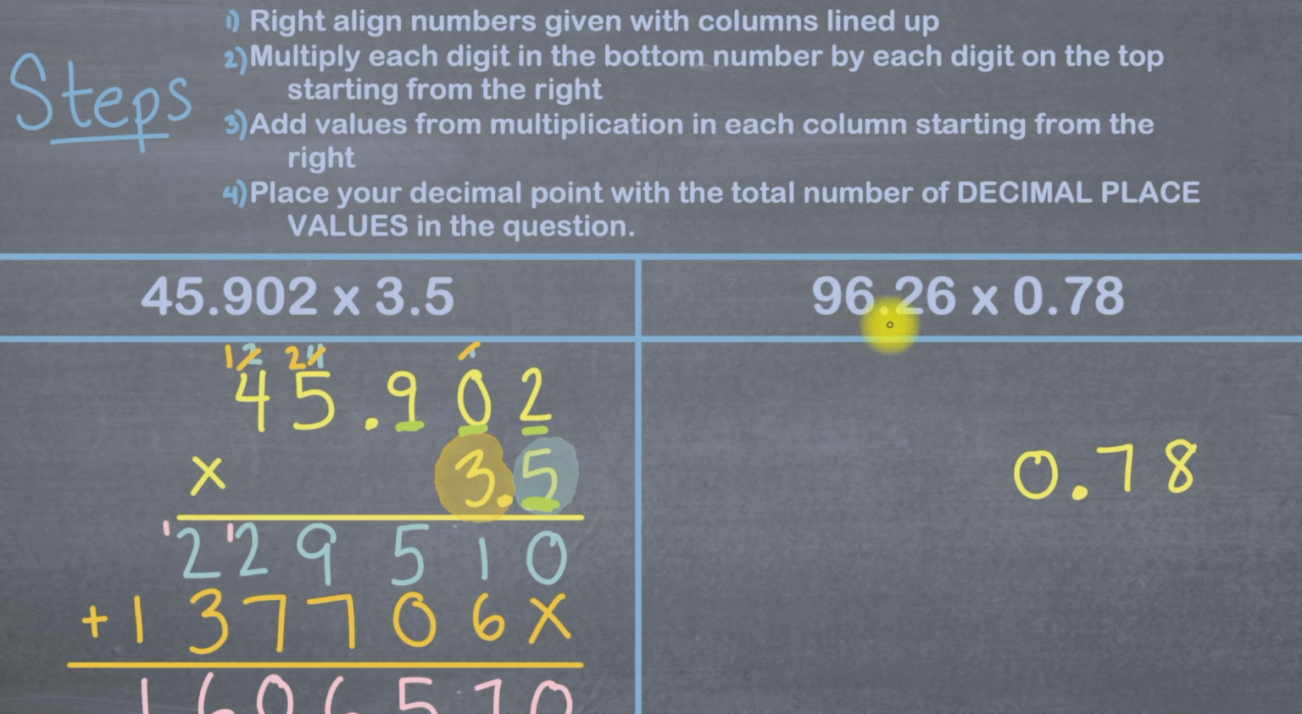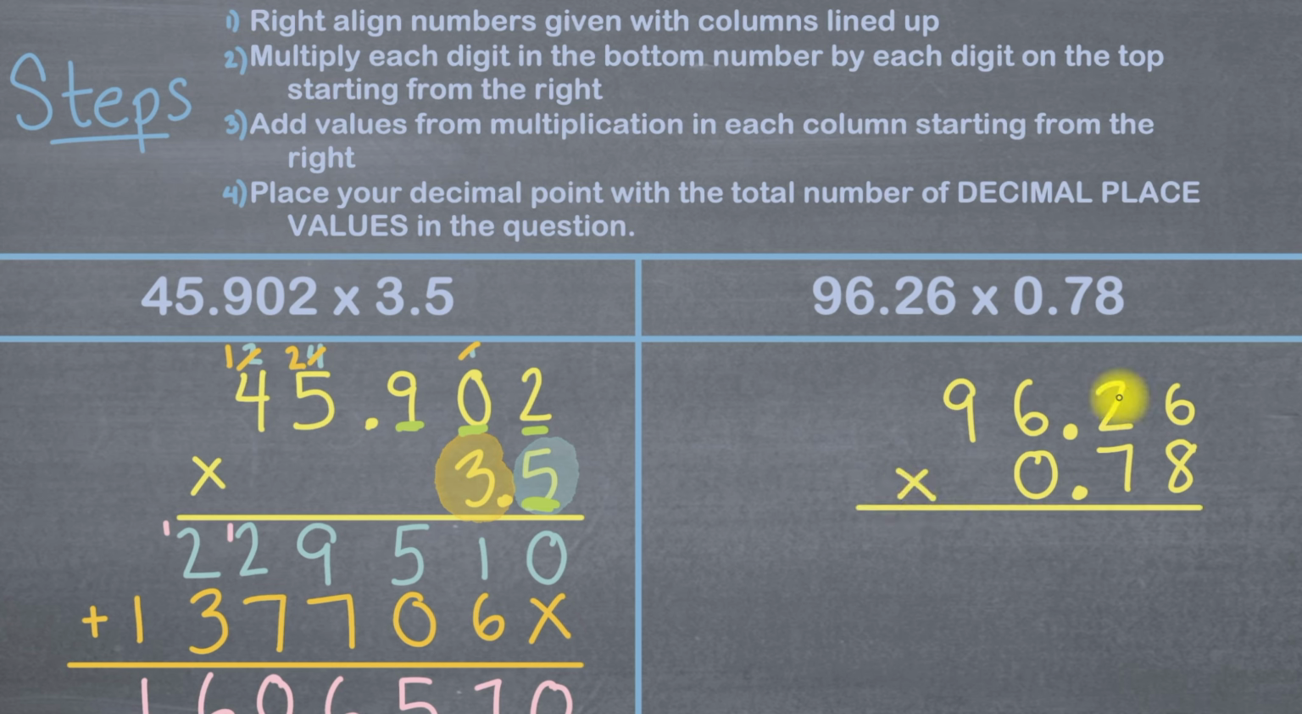Next, I'll write 96.26, making sure I start by writing this 6 directly on top of this 8. That's going to right align our values and make sure that everything is in a column. So our 6 will go right above 8. 2 will go above 7. Don't forget your decimal point. 6 goes above 0. And 9 will go right over here, hovering by itself. Then I'll write my multiplication symbol and underline everything.